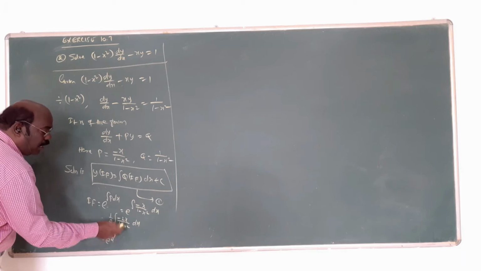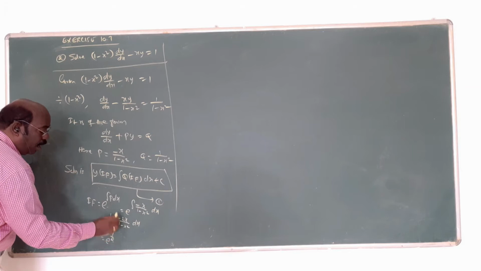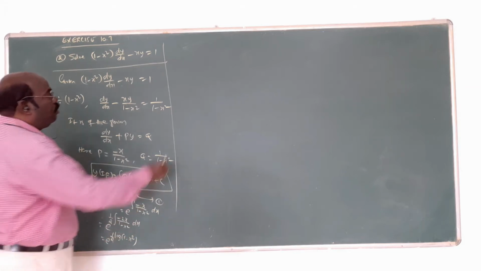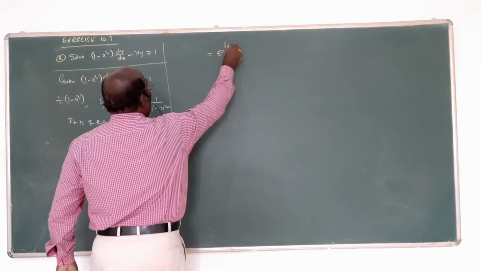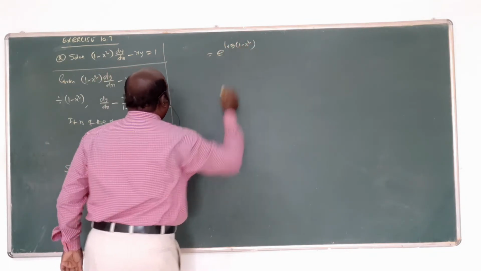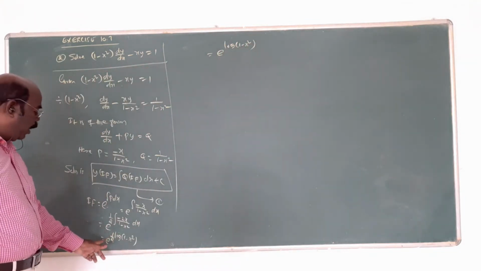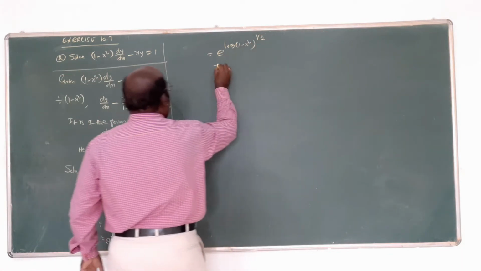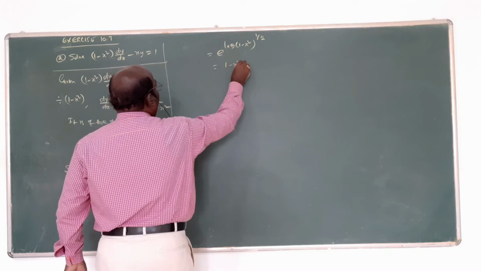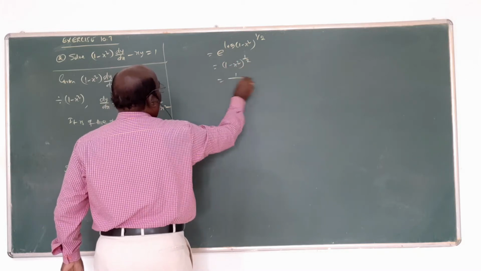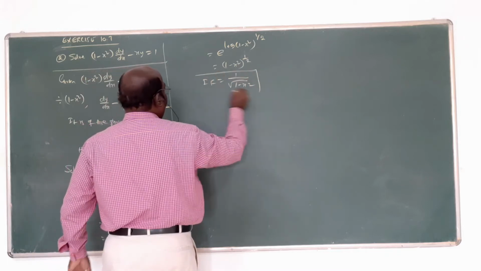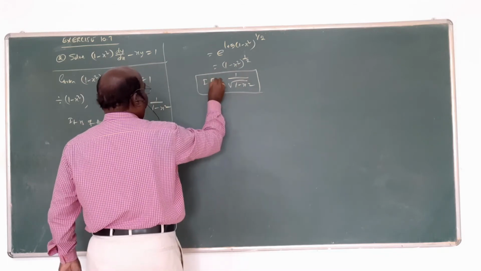Differentiation of this one is minus 2x, but log of the denominator is the answer. As I told you, with e power we want only log of something. That's why the 1 by 2. 1 by 2 log of something means log of something power half. Now e power log will be cancelled. The whole power half means 1 by root of 1 minus x square. This is the IF.